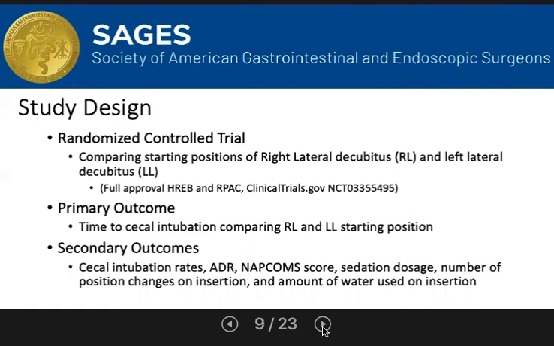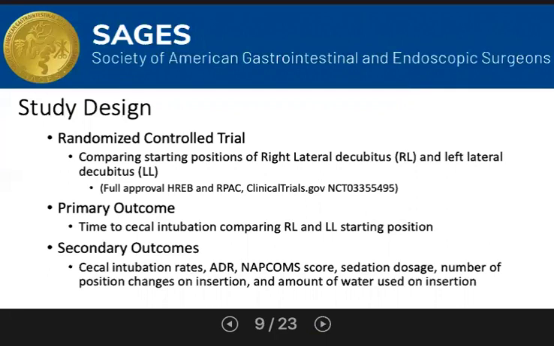The primary outcome was time to cecal intubation comparing the two starting positions. We defined cecal intubation time as the time from the first visualization of the rectal mucosa to the identification of the three cecal landmarks: the triradiate fold, the appendiceal orifice, and the ileocecal valve.